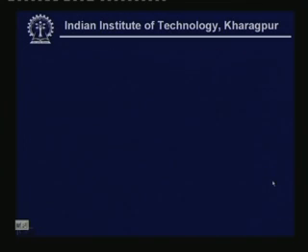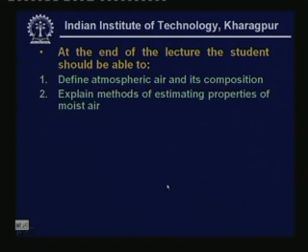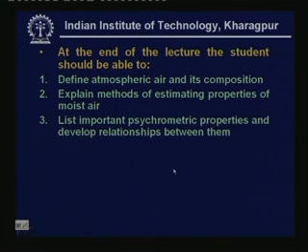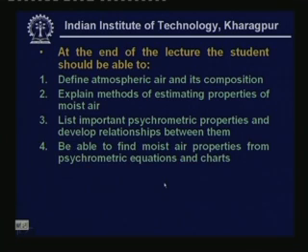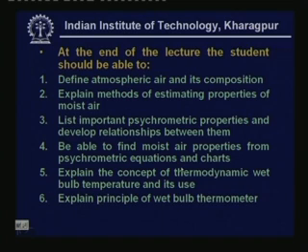So, at the end of the lesson you should be able to define atmospheric air and its composition, explain methods of estimating properties of moist air, list important psychrometric properties and develop relationships between them, be able to find moist air properties from psychrometric equations and psychrometric charts, explain the concept of thermodynamic wet bulb temperature and its use, and explain the principle of wet bulb thermometer.